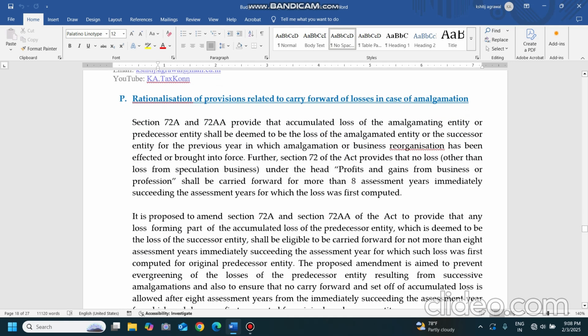Now coming to the provisions amended in case of the amalgamation of companies. Earlier, what was the case? Any loss incurred by the amalgamating company will be carried forward to the amalgamated company, whether it is accumulated loss or whatever it might be. The amalgamated company can carry it forward. There was a lacuna in the act that it will be carried forward up to the 8 assessment years immediately succeeding the assessment year for which the loss was first computed.